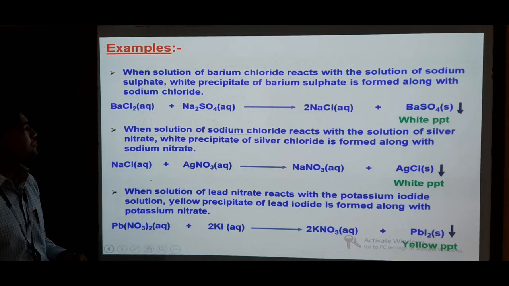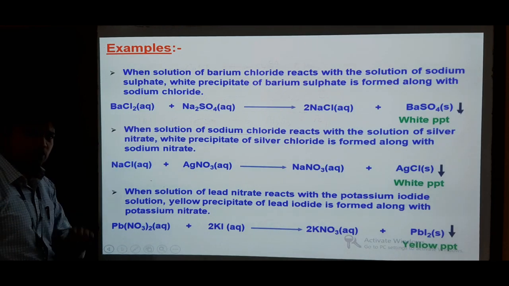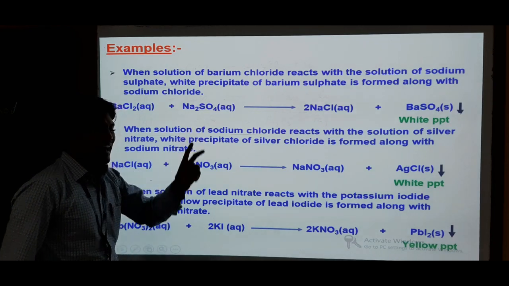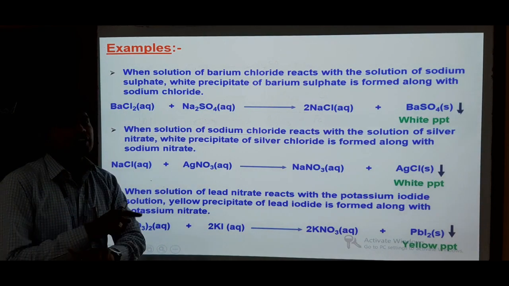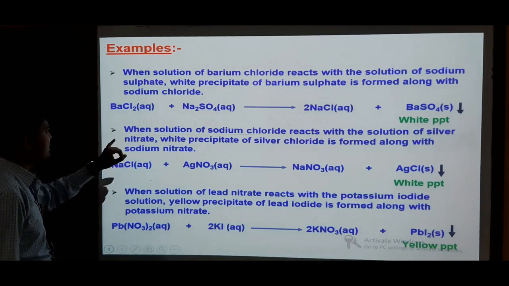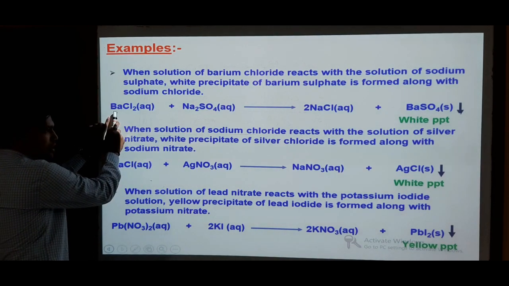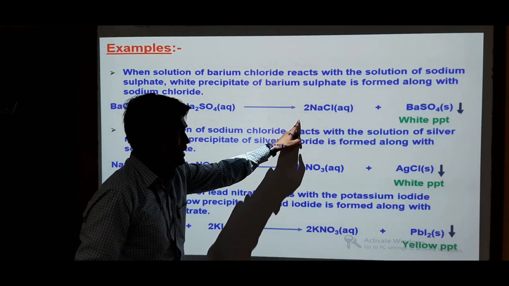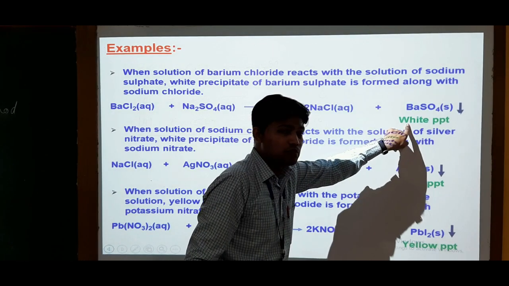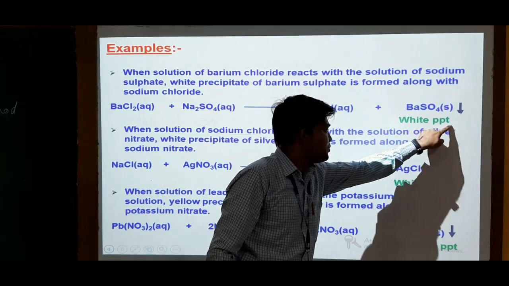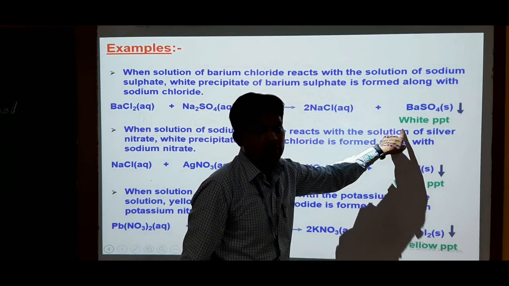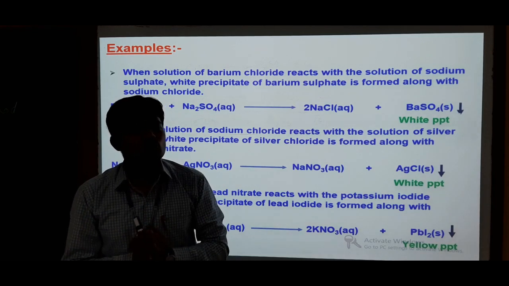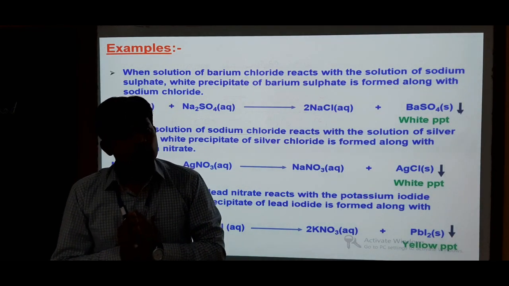The first example. Take barium chloride in a test tube and to it add a little amount of sodium sulfate. As said, in a double displacement reaction there is an exchange of ions. So what will happen over here is sodium will take the place of barium and barium will take the place of sodium. So you will get sodium chloride and you will get barium sulfate. Barium sulfate you will get as a white precipitate. Precipitate means a solid. Hence, it is also called a precipitation reaction.